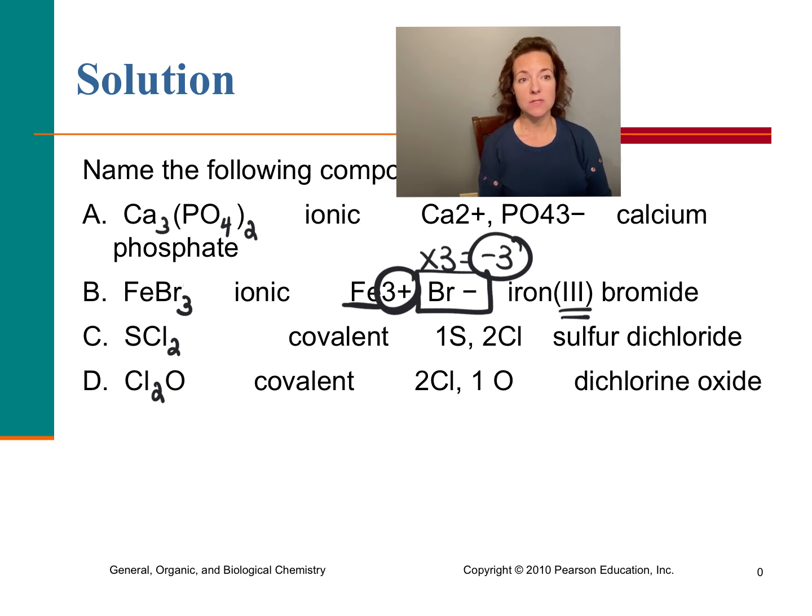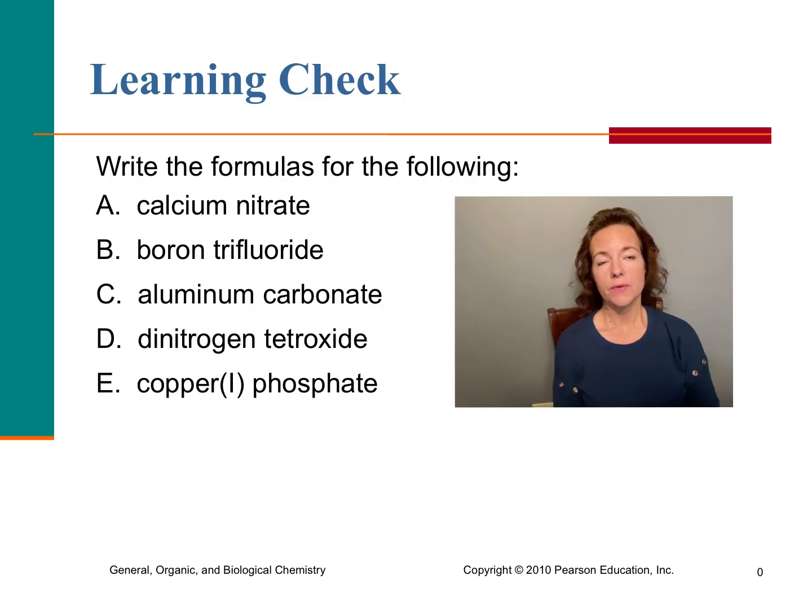Letter C and D, we use the prefixes. Sulfur dichloride, and then dichlorine, that should be monoxide. So next we have to practice writing the formulas. So calcium nitrate. Notice that nitrate, polyatomic ion. Look on the back of your periodic table. Ionic compound, you're gonna make sure the charges are 0.